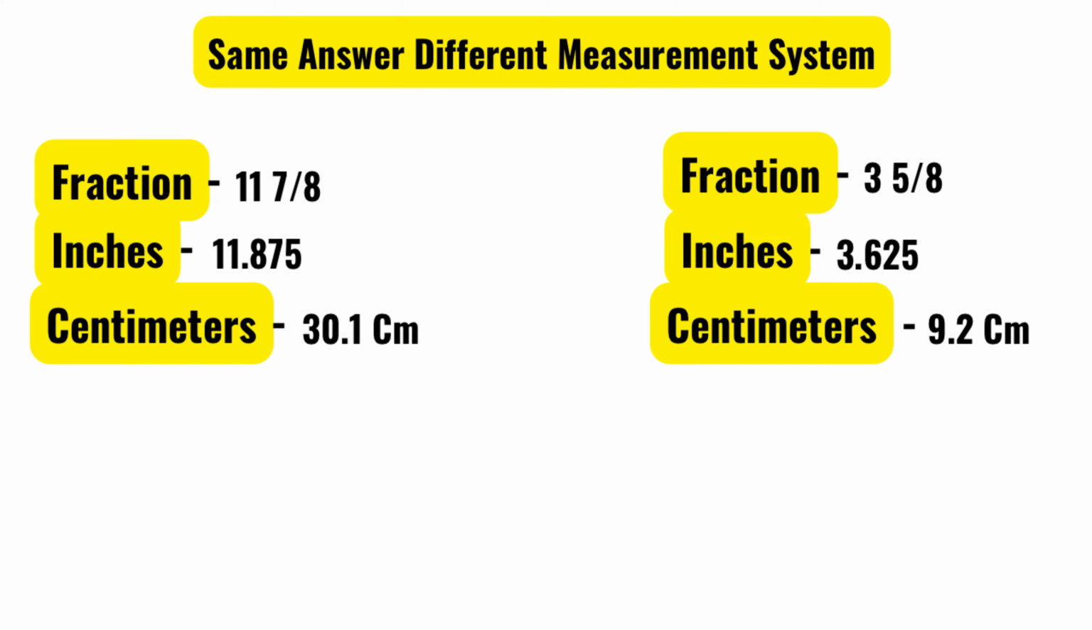For an example, the first fraction is 11 7/8, and if you turn it into inches, it will be 11.875. But if you decide to turn it into centimeters, it will be 30.1. Example number 2 has a fraction of 3 5/8. Turn that into inches and it will be 3.625. And if you want it in centimeters, it will be 9.2. These are the measurements fashion designers use.